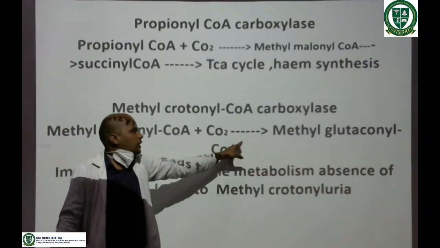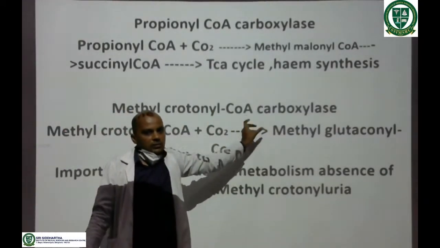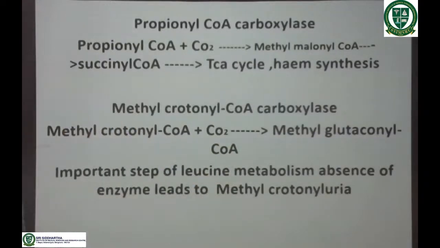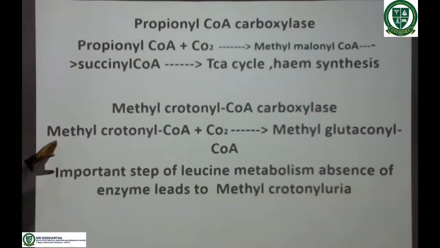So here we require an enzyme called methylcrotonyl-CoA carboxylase. This enzyme requires a cofactor, biotin. Suppose if there is any biotin deficiency, this will get accumulated in our body, and this beta-hydroxyisovalerate will be excreted in the urine. So these are the four important reactions where we require biotin as a cofactor.